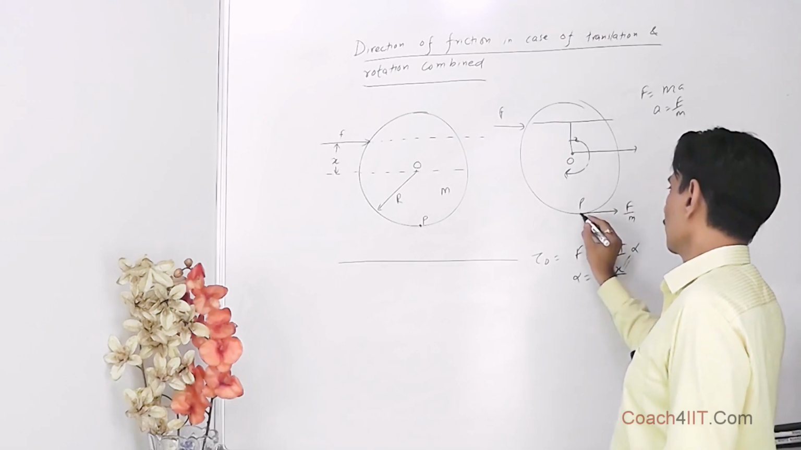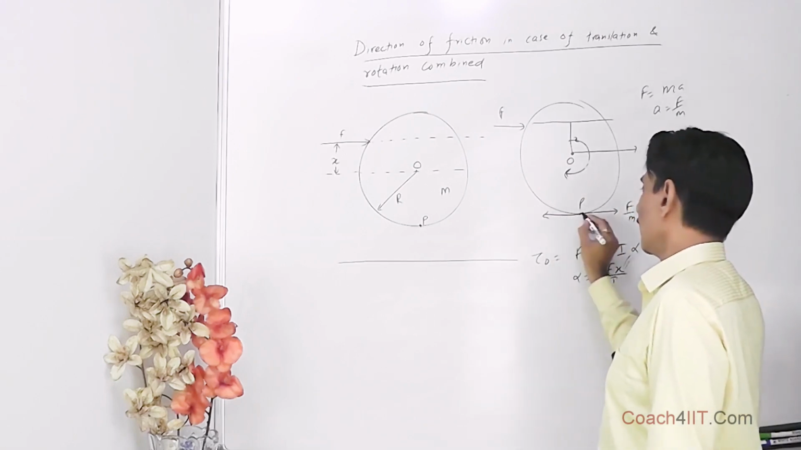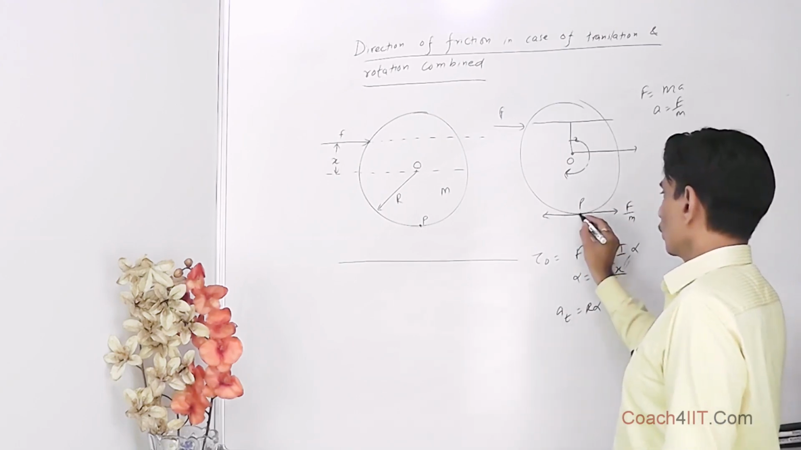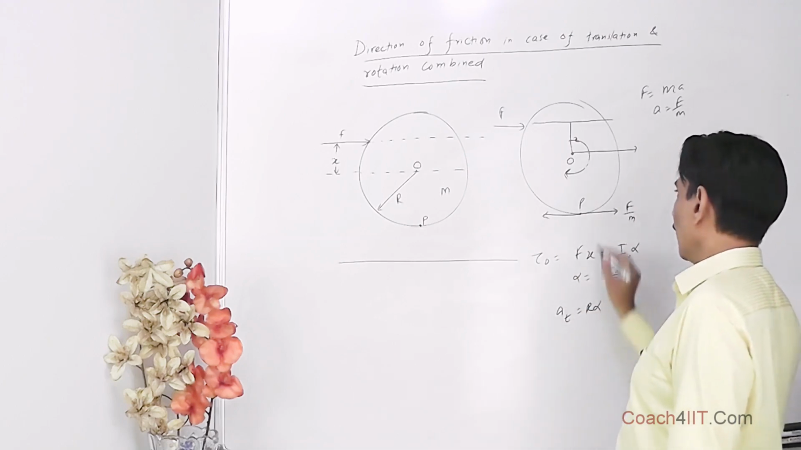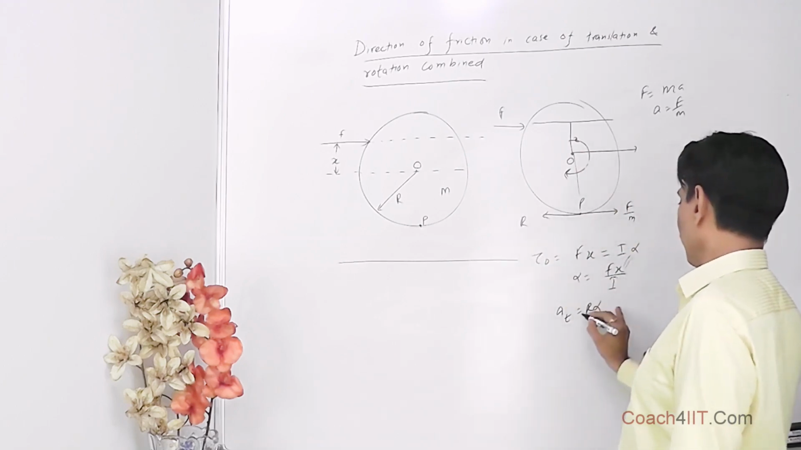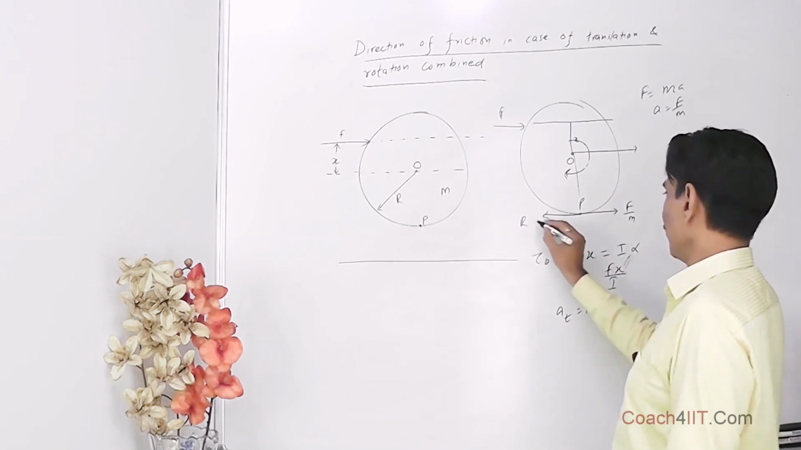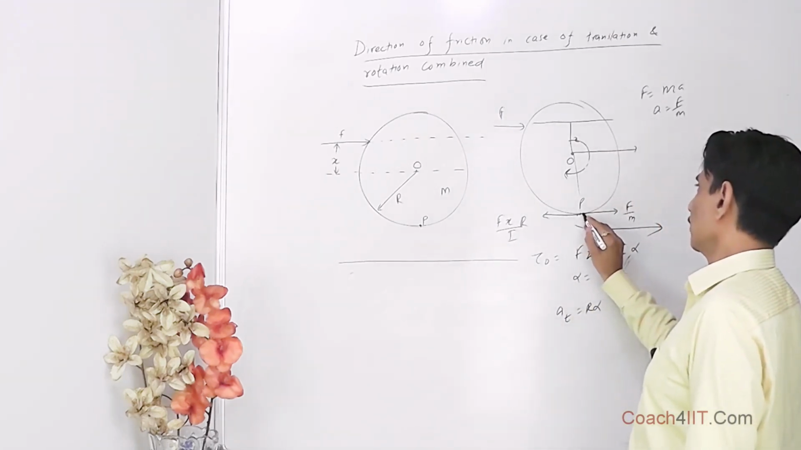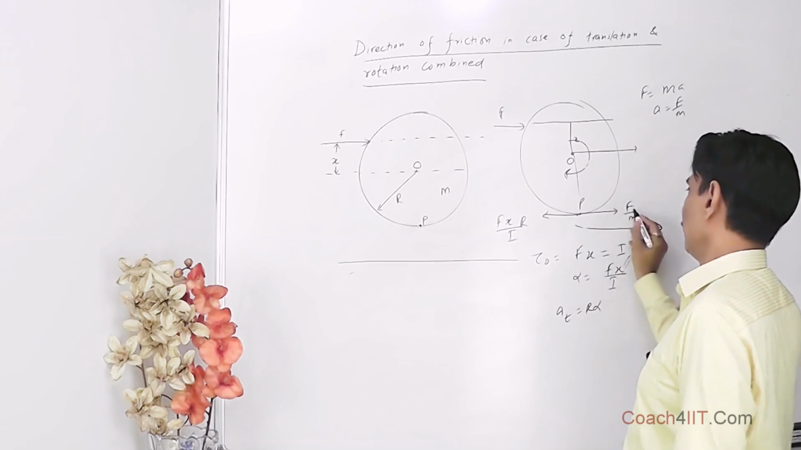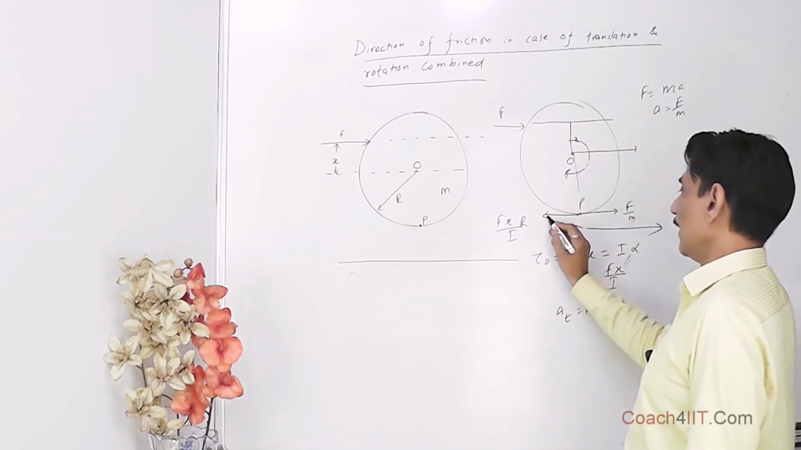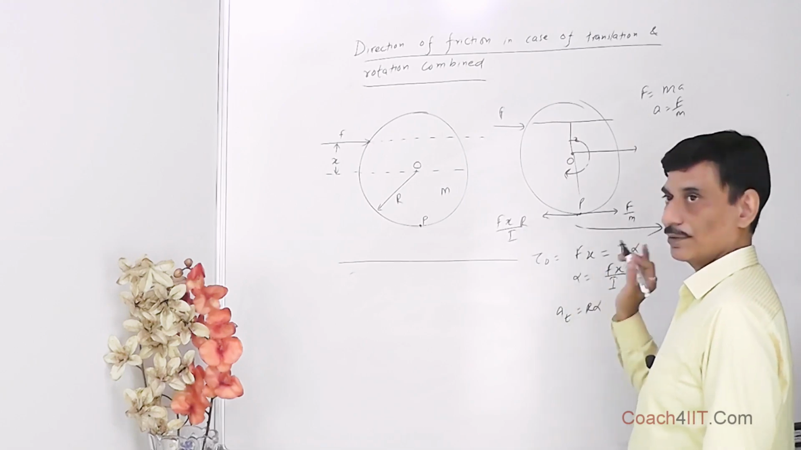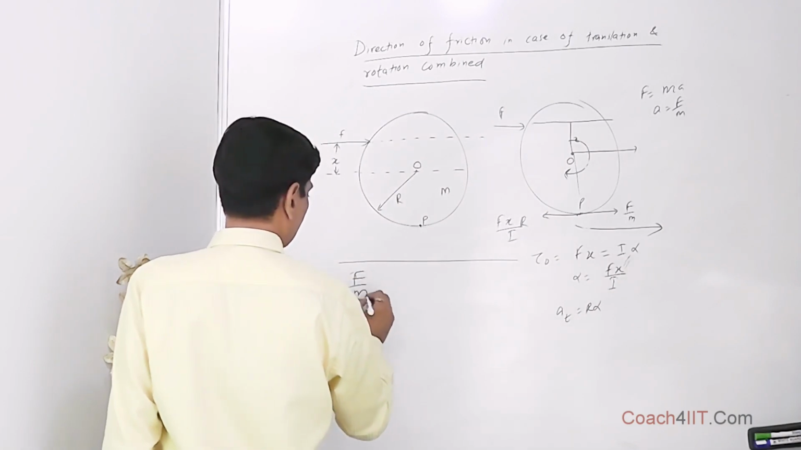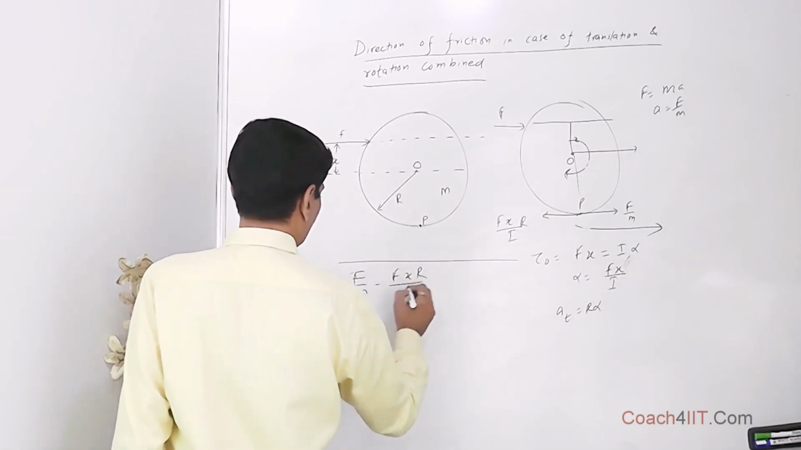Because of this angular acceleration, this point is also going to have a tangential acceleration. We know A tangential is equal to R alpha. Alpha is Fx upon I, so the tangential acceleration is Fx R by I. So this point has an acceleration F by m because of translation, and Fx R by I because of alpha. So the net acceleration is, let's say, F by m minus FxR upon I.